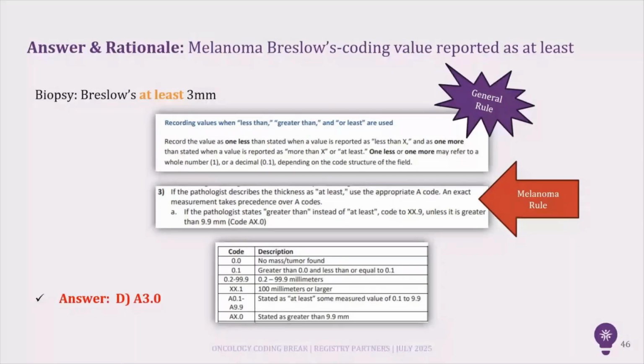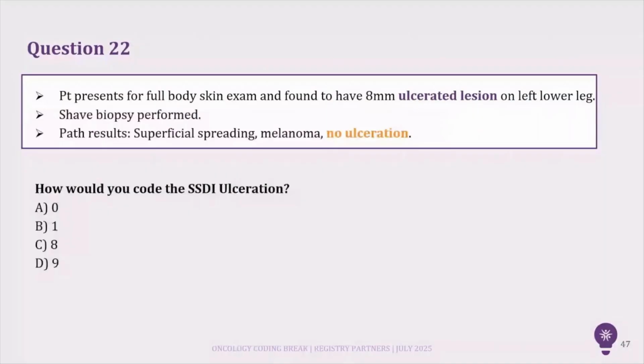Okay, the next one, patient presents for a full body skin exam and is found to have an 8 millimeter ulcerated lesion on the lower left leg. A shaved biopsy is performed and the results show superficial spreading melanoma with no ulceration. So how do we code the ulceration in this case? The physician noted that it was ulcerated, but then the path report says it's not ulcerated. So let's go ahead and launch that poll.